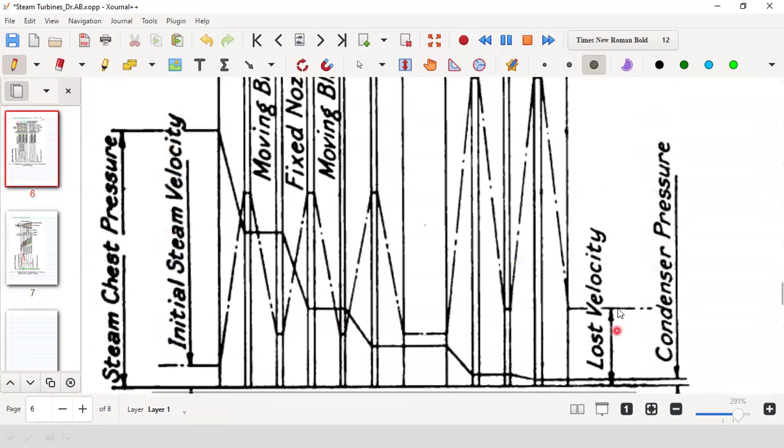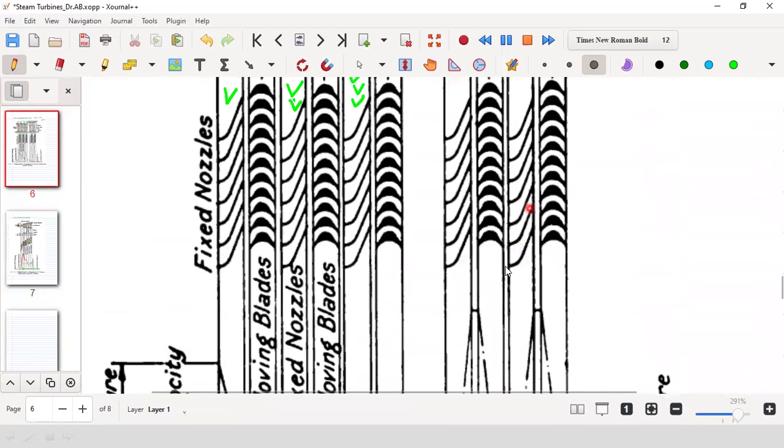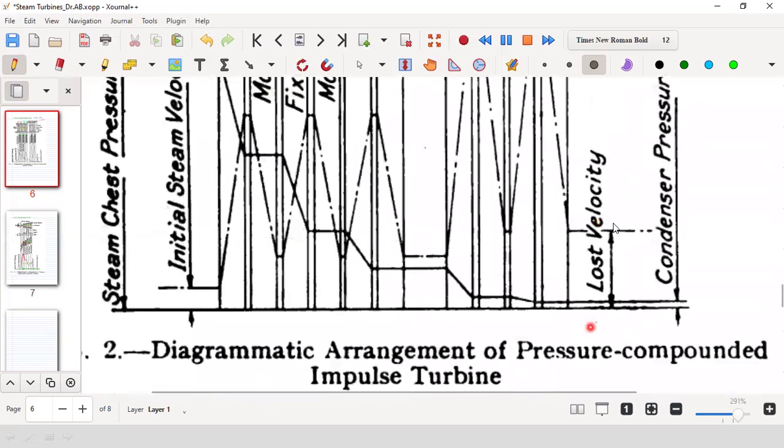Even here also, you see that there is a lost velocity which is large in case of pressure compounded, because at the exit, what is happening? Due to the expansion, there will be high kinetic energy, isn't it? So due to the expansion, the kinetic energy of the steam will increase, and after the impulse principle, that will be exiting with a high velocity. So full kinetic energy conversion will not be possible, and it will be exiting as a high velocity. So even in case of pressure compounded turbine, there will be loss. That means carryover loss will be more.